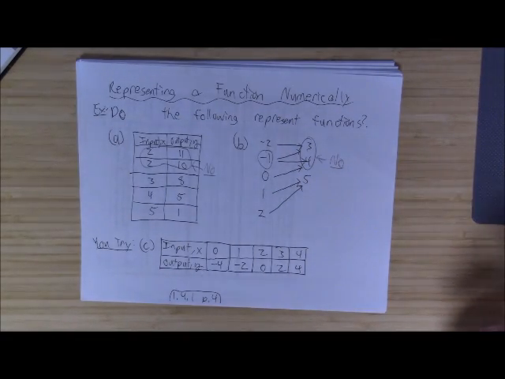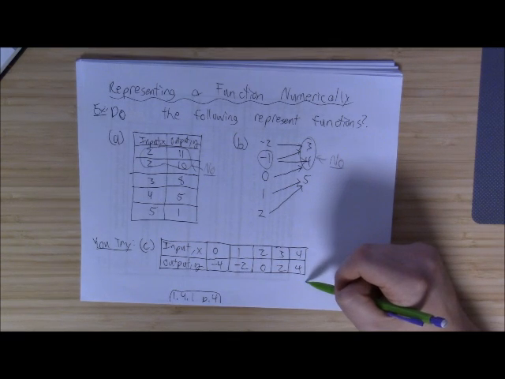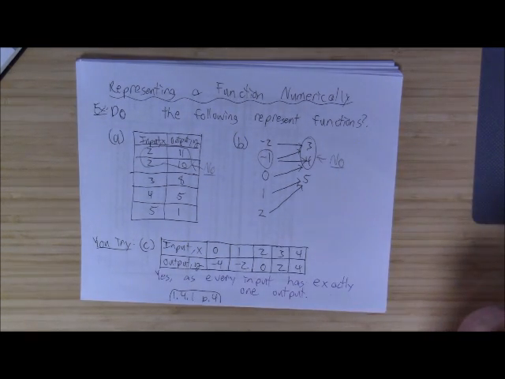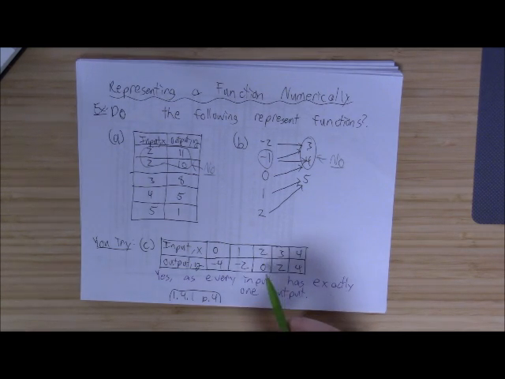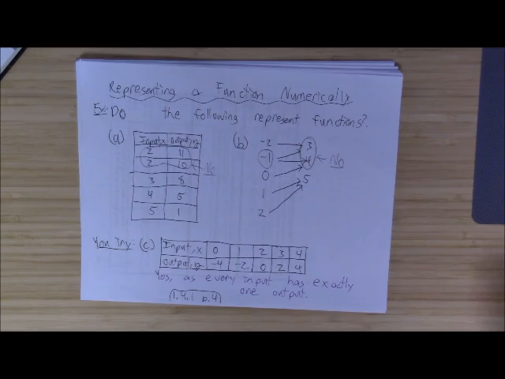So, on the count of 3, I'll reveal the answer. 1, 2, 3. The answer here would be yes, as every input has exactly 1 output, right? 0 only has the output -4, 1 only has the output -2, 2 only has the output 0, 3 only has the output 2, and 4 only has the output 4.